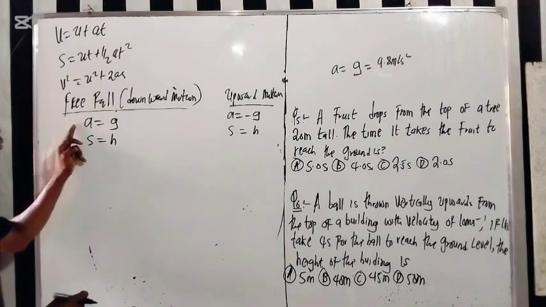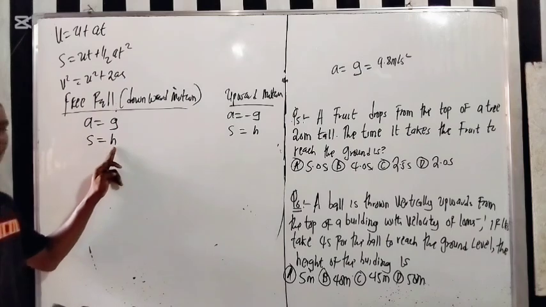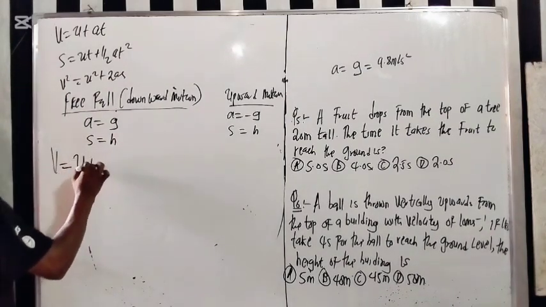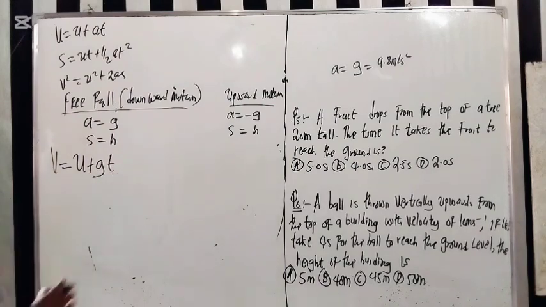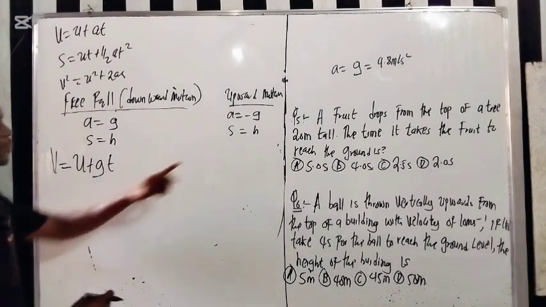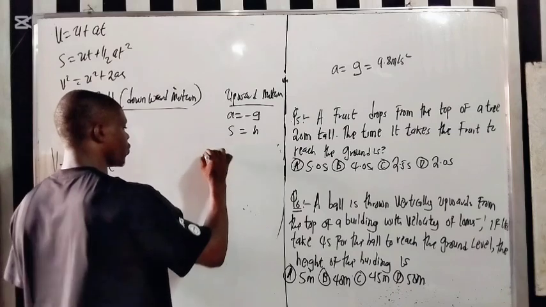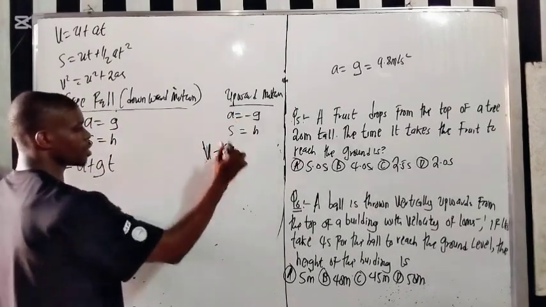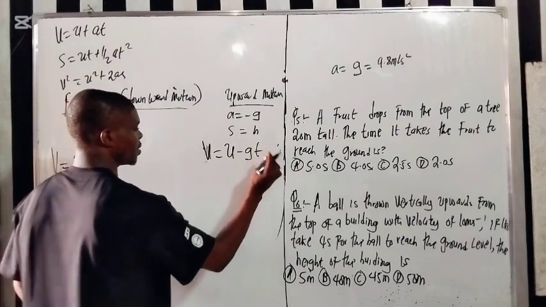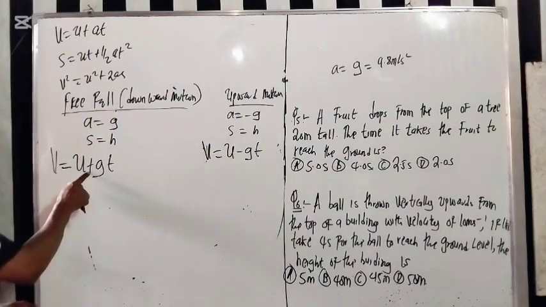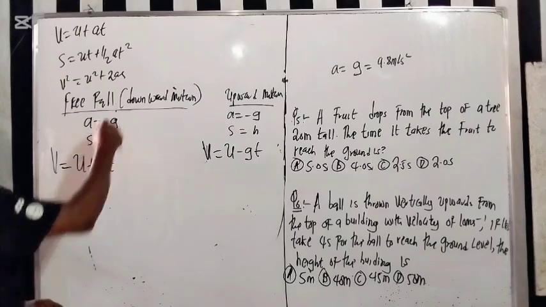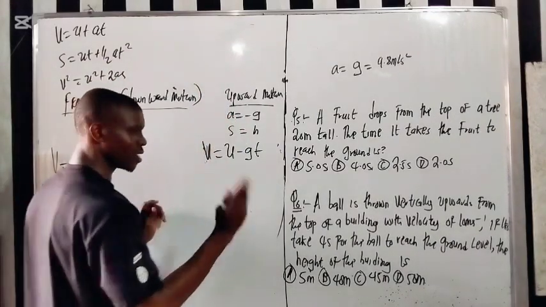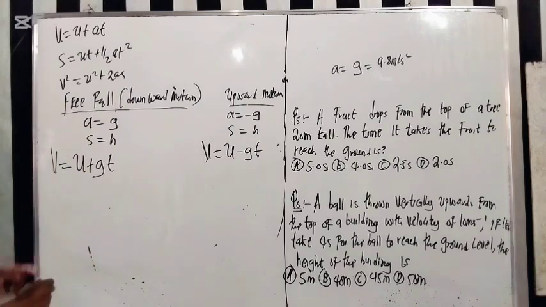Anywhere you see your a, you put g. Anywhere you see your x, you put h. So it's going to be v equals u plus gt. Now from here, it's going to be v equals u minus gt. You see that? What's the difference here? Here is positive, here is negative. Positive because it's falling under the influence of gravity here. Upward means it is opposing gravity.